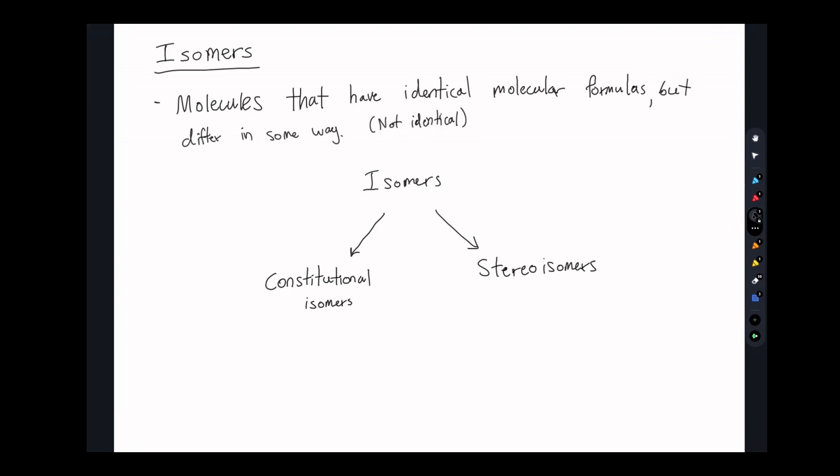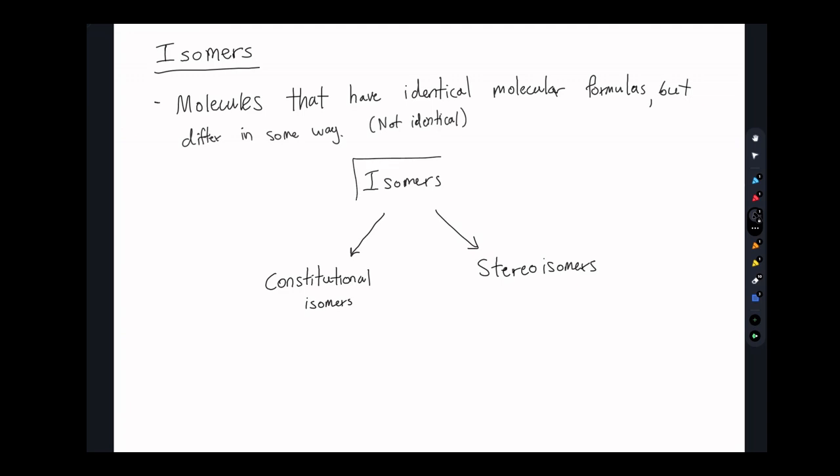Welcome to lecture 5.1, where we will be diving into isomerism. So let's define this word isomer. Isomers are molecules that have the identical molecular formula, that is, they share their atomic makeup. However, they differ in some fundamental way. So they're not identical molecules, they're going to have different names and potentially very different properties.